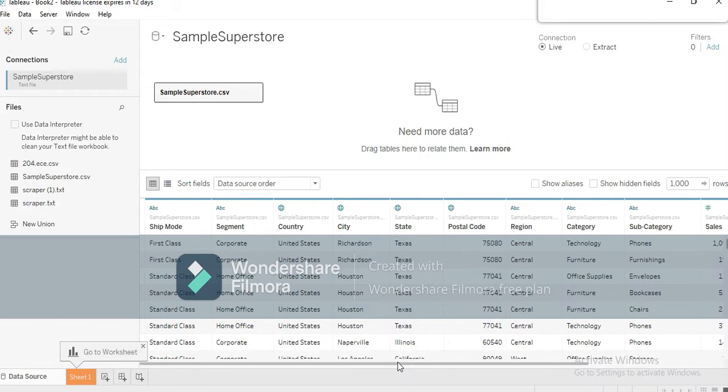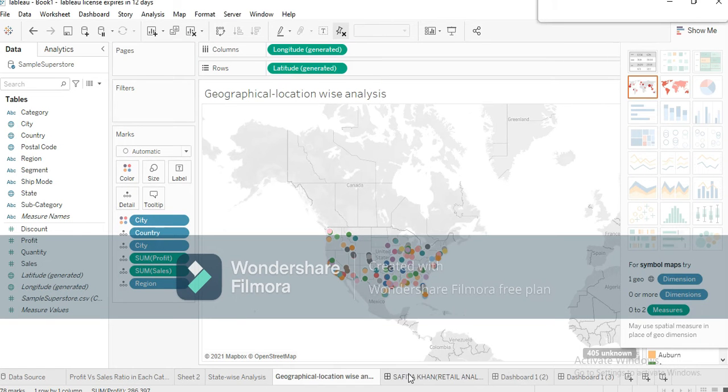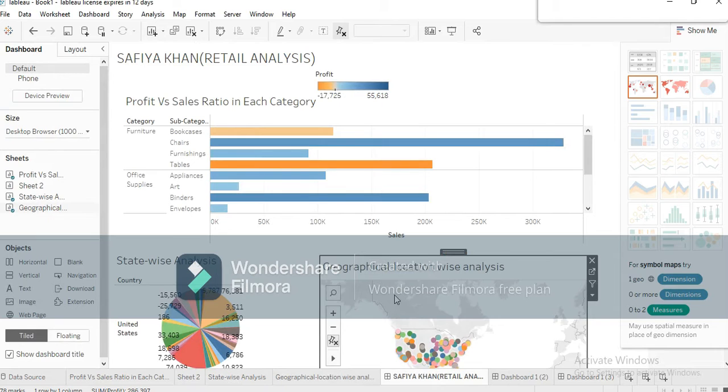We have the data of sample superstore, which consists of variables like city, country, postal code, region, etc., on which I have to perform exploratory data analysis. This is the dashboard which I have created, and it consists of 3 sheets.